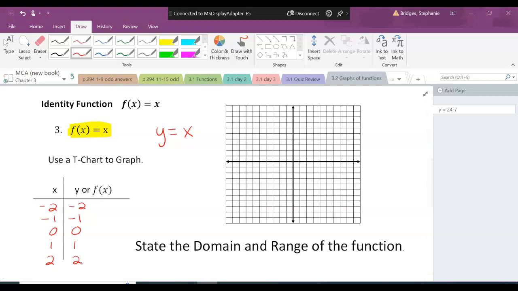We're going to graph that, and I want you to state the domain and the range for that graph. Remember, domain goes left to right. Range goes up and down. We always start at the bottom, though.